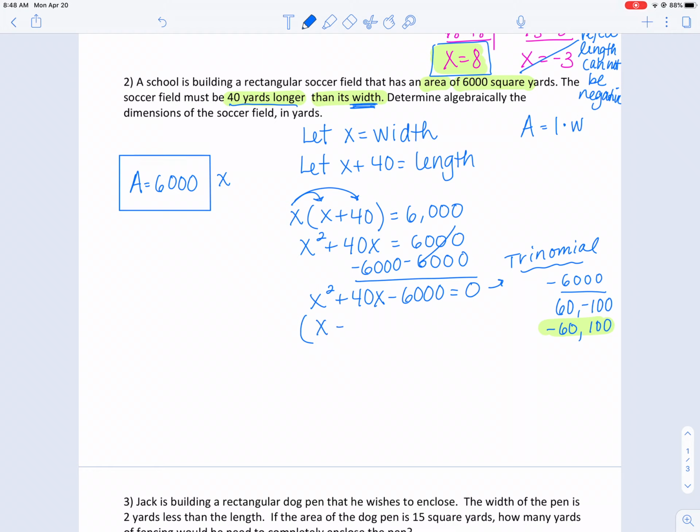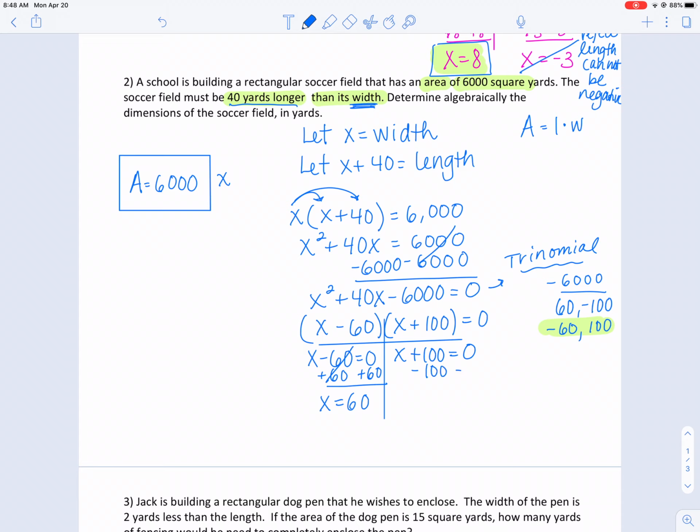So I'm going to do x minus 60 and x plus 100. Big numbers, but not such difficult numbers. Okay, so when I set up my T and take each factor and set them equal to 0, I do this little mini equation. If it's x minus 60, I add 60, it crosses out there, and now I have x equals 60. And here, if it's x plus 100, I subtract 100, do the inverse, and I get x equals negative 100.